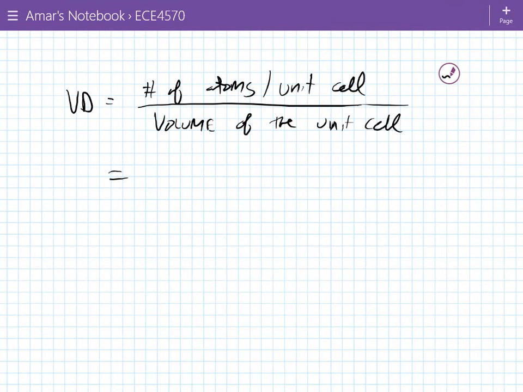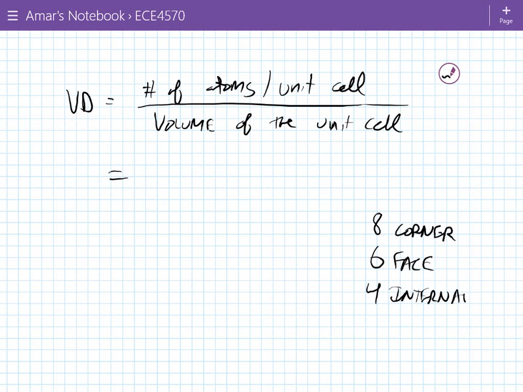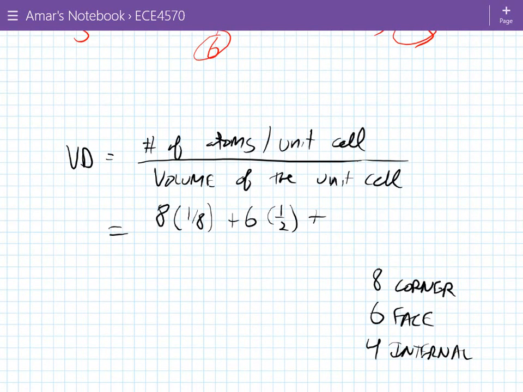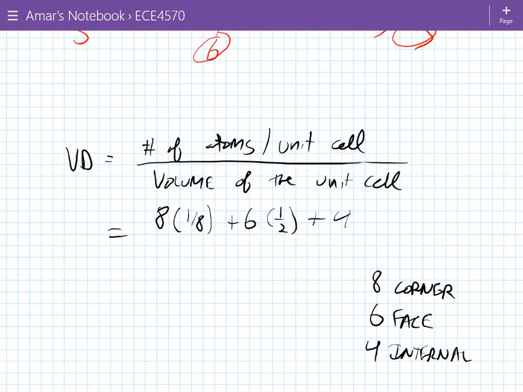Okay, so for the number of atoms, we have to consider that there are 8 corner atoms, 6 face atoms, and 4 internal atoms. So when we're considering the number of atoms per unit cell, we have to take 8 and multiply that by 1/8. We take the 6 face atoms, we multiply that by 1/2, because it's shared between 2 unit cells. And then we take 4 internal atoms, and what do we multiply that with? Exactly, just 1.